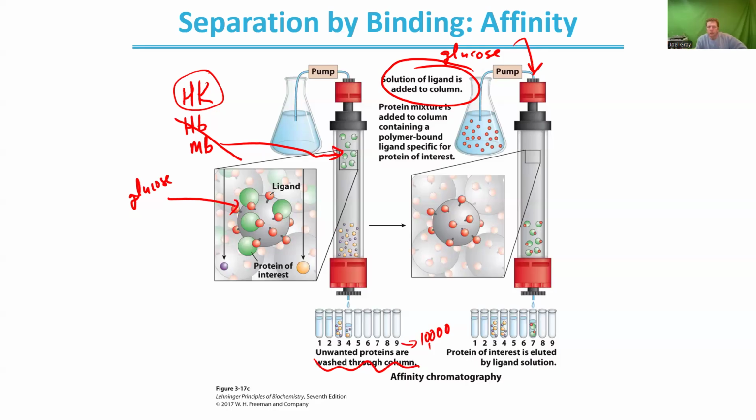So in affinity chromatography, you need to have that free ligand to release bound protein.